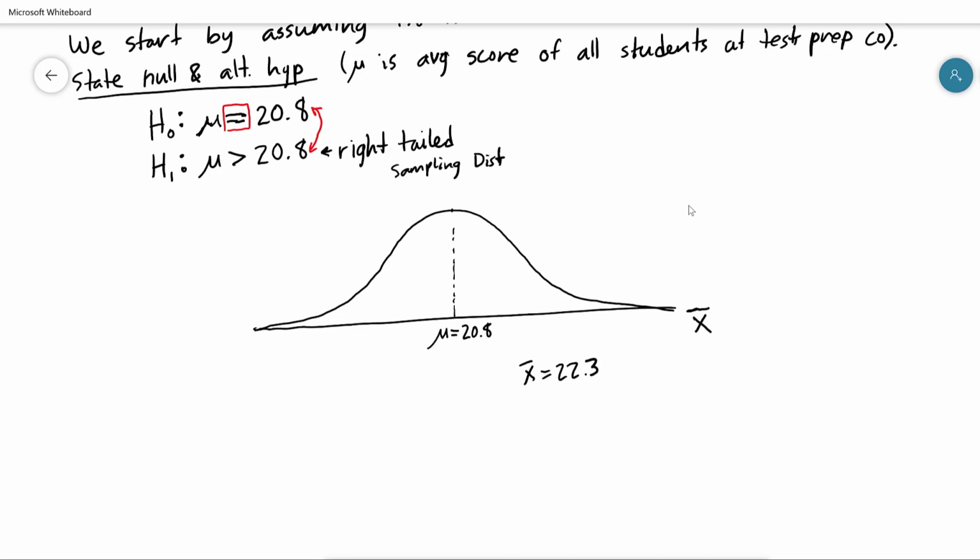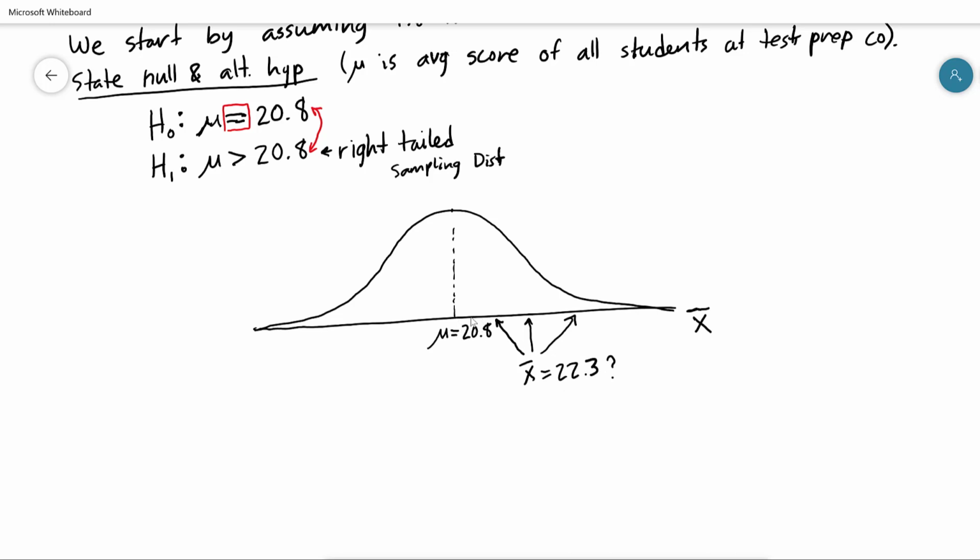There we go. And we want to know where this falls. Does it fall over here? Does it fall over here? Does it fall over here? We don't know exactly where this 22.3 falls. If it falls in one of these regions, say right here, then it's not all that far away from this number. It doesn't look like that would be all that uncommon of a result. So the idea is they took a sample and they got their x-bar was 22.3.